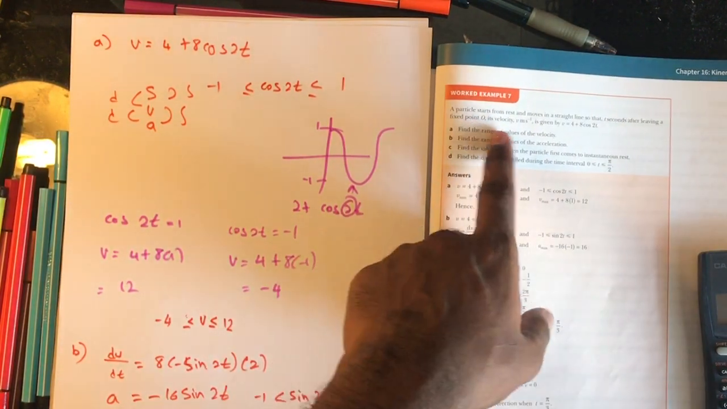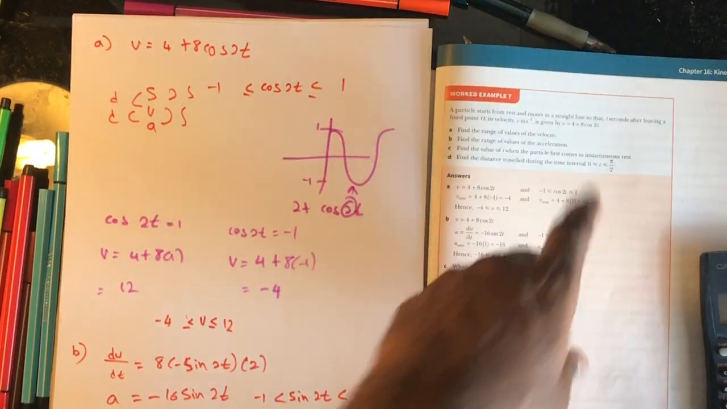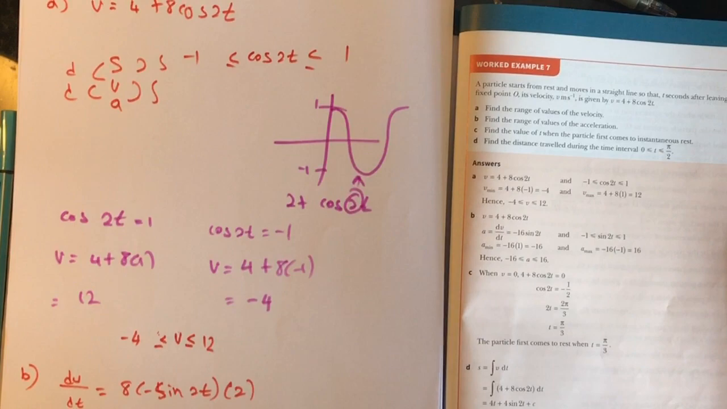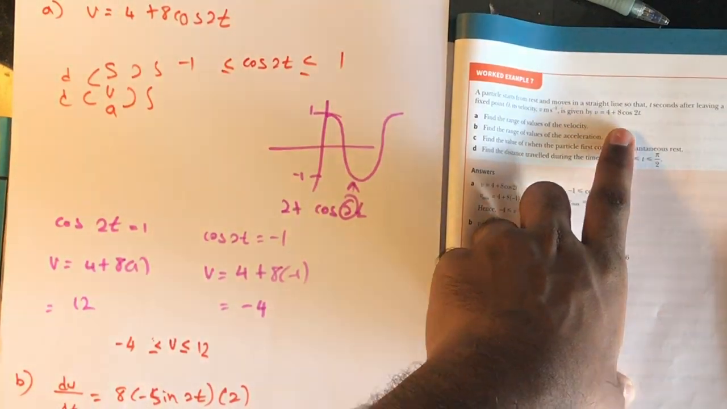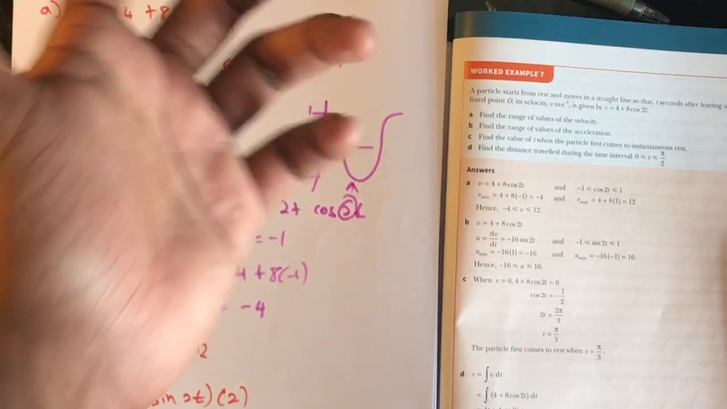So they say a particle starts from rest, blah blah blah. They give you one equation only, which is v equals 4 plus 8 cos 2t. Let me zoom in on this part so you can see. They only give you this one piece of information. They didn't give you t equals what, v equals what, or a equals what.